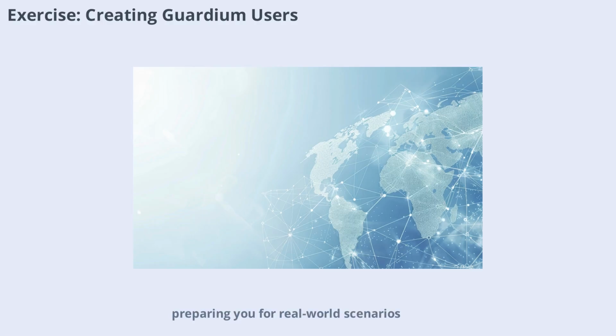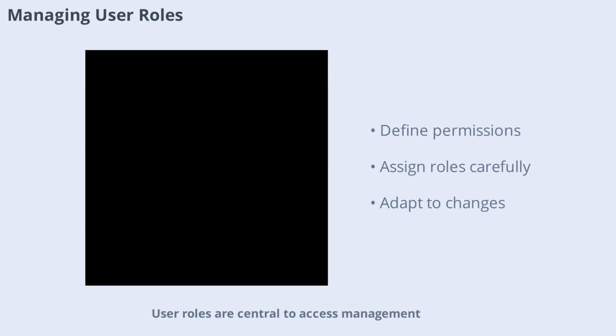User roles are central to access management. Each role defines a set of permissions that determine what actions a user can perform. By carefully assigning roles, you can ensure that users have the access they need without exposing sensitive functions to unnecessary risk. Managing roles involves creating, editing, and deleting roles as organizational needs evolve.